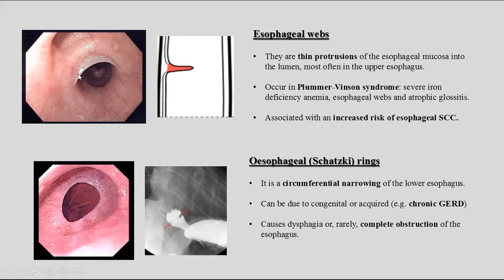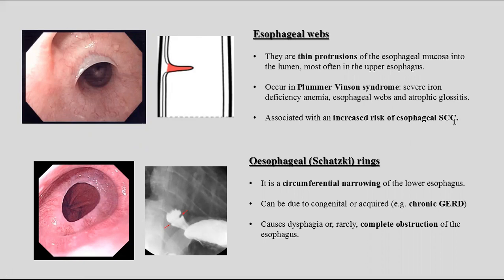And the reason these esophageal webs are important is because they increase your risk of esophageal squamous cell carcinoma. So you basically have two types of esophageal carcinomas. You can either have adenocarcinoma or squamous cell carcinoma. So this increases your risk for squamous cell carcinoma, versus GERD and Barrett's esophagus, which increases your risk for adenocarcinoma.